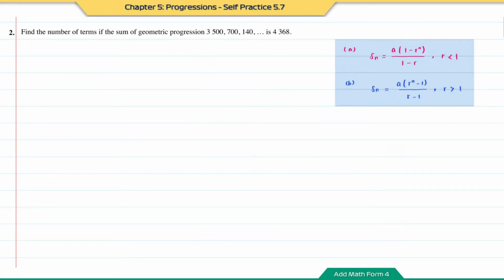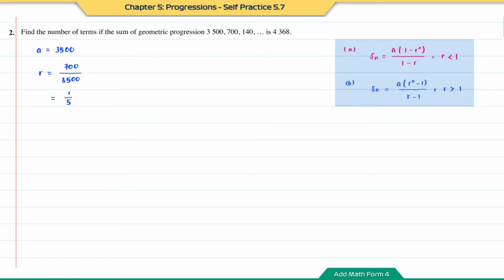Question number 2. Find the number of terms if the sum of the geometric progression 3500, 700, 140 and so on is 4368. From the information we have, A, the first term, is equal to 3500. The common ratio we can find using the term 700 divided by the previous term, which is 3500. So R is equal to 1 over 5.